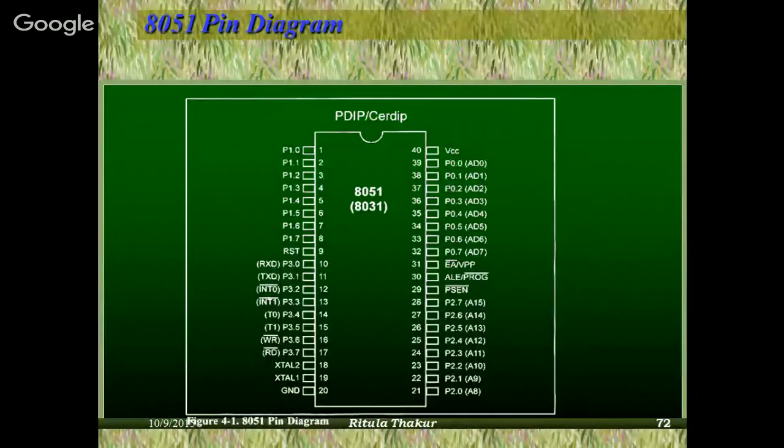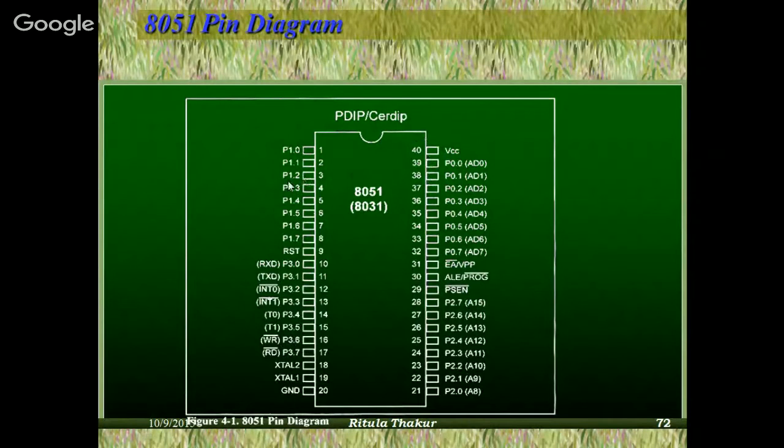As you can see from here, on the left side, from pin number 1 to 8, you have port P1. There are 4 ports basically, as I told you: P0, P1, P2 and P3 for real world interfacing. On the right side we have port 0, on the left side this is port 0, this is port 0, this is port 1, this is port 2 and this is port 3.